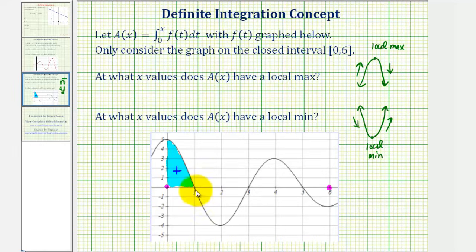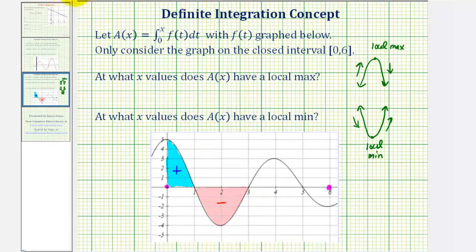But then notice on the interval from 1 to 3, the function is below the x-axis, or negative, and therefore the definite integral on this interval would be negative because the function values are negative. So we can think of this as being negative area, and therefore A of x would be decreasing on this interval.